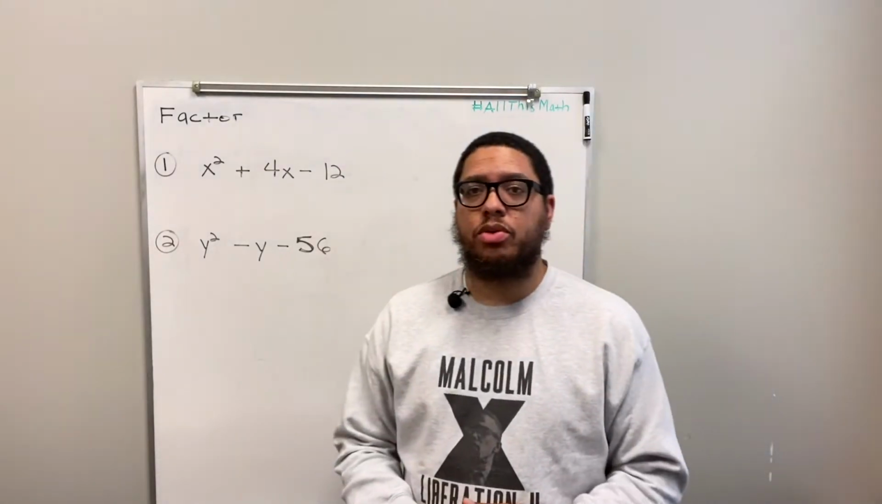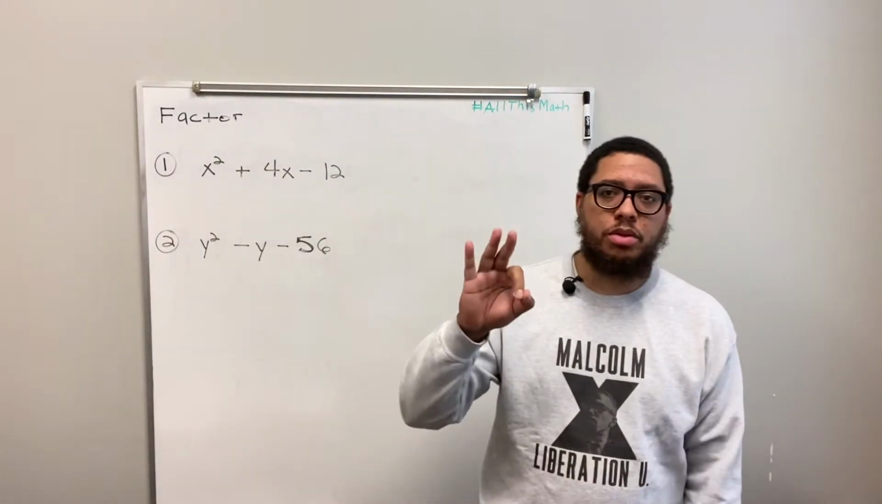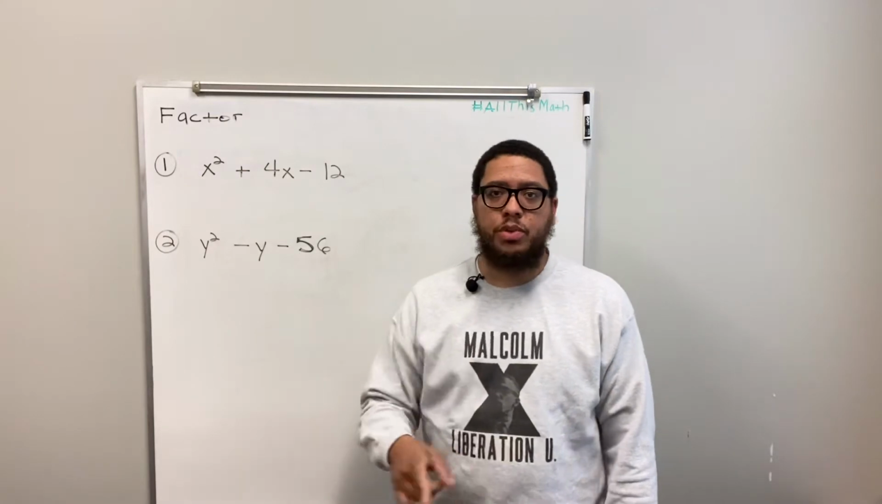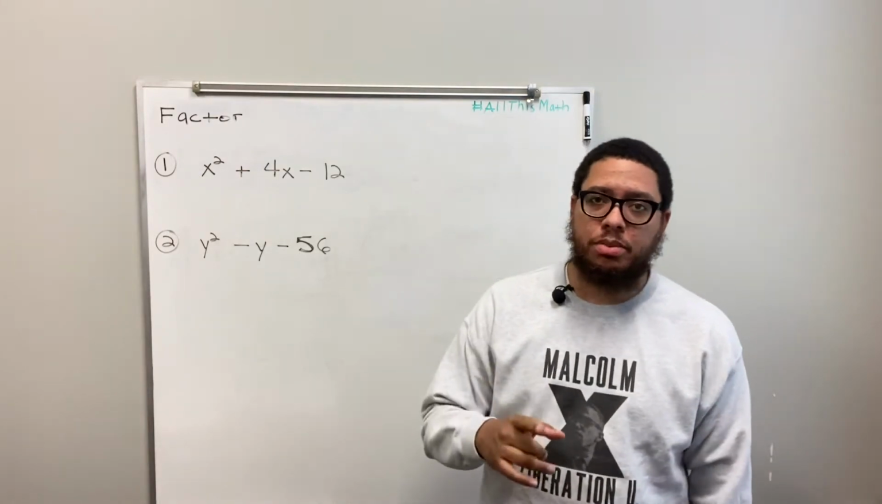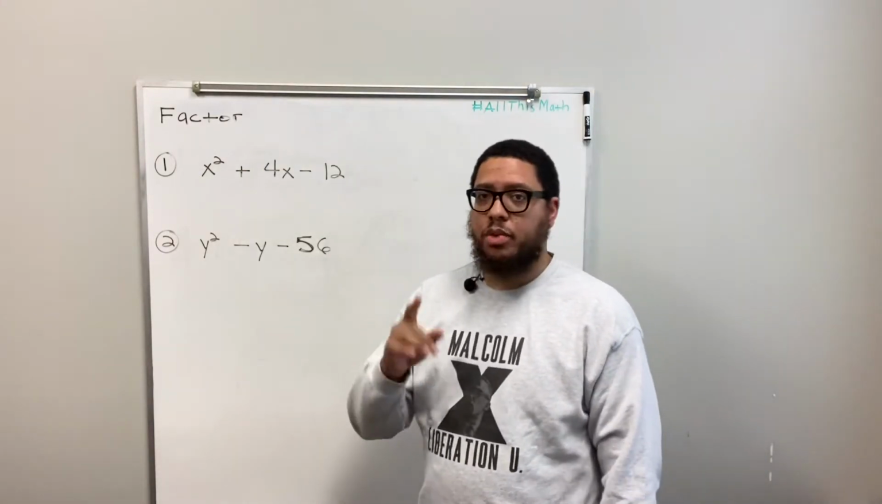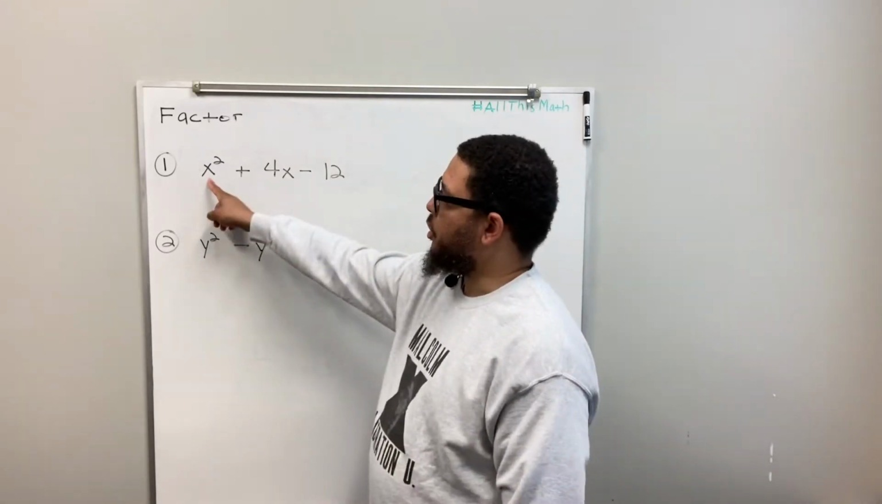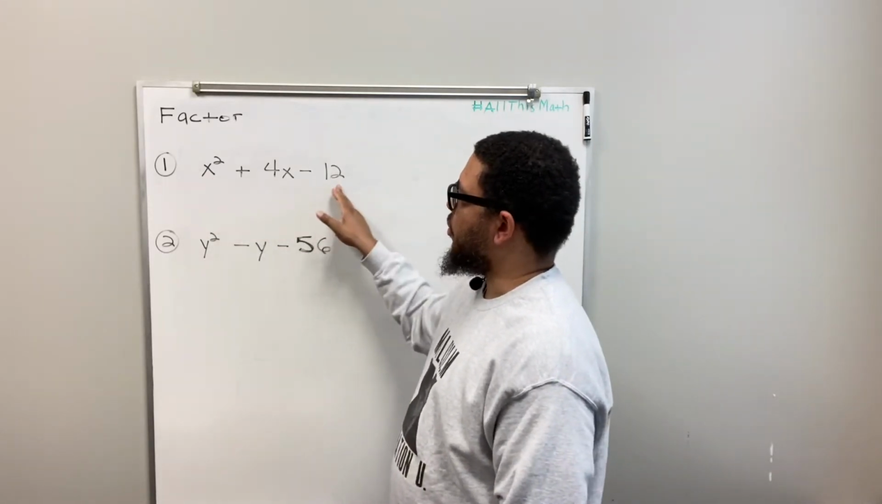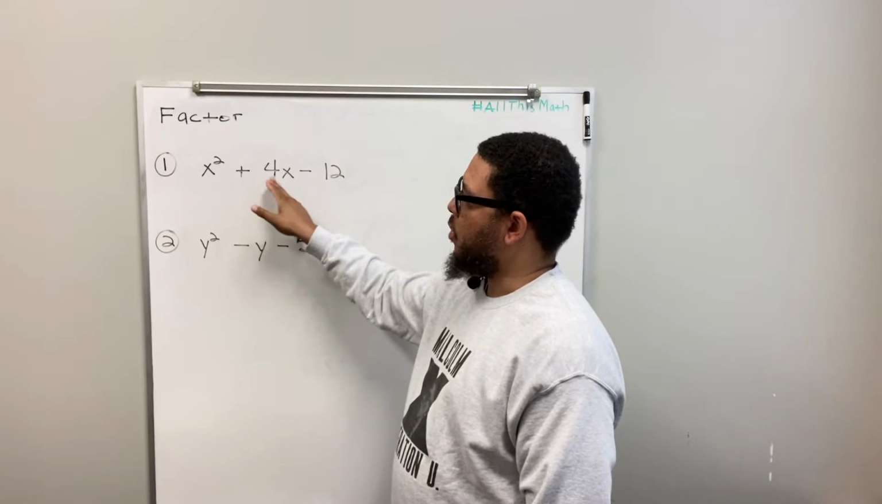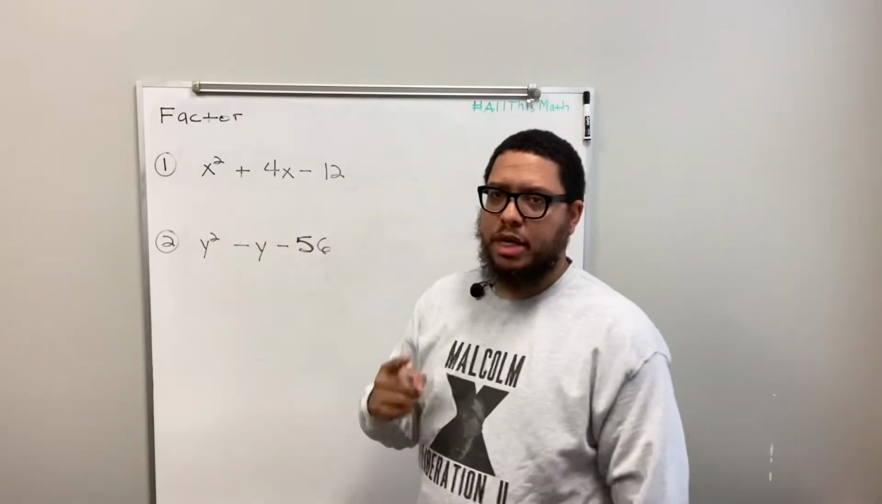A trinomial is an expression that has three terms. Just as a tricycle has three wheels, a trinomial has three terms. In both of these examples, we have trinomials. This is one term, this is a second term, this is a third term. Now somebody might be saying, well, I see a 4 and an x. So why is that one term?